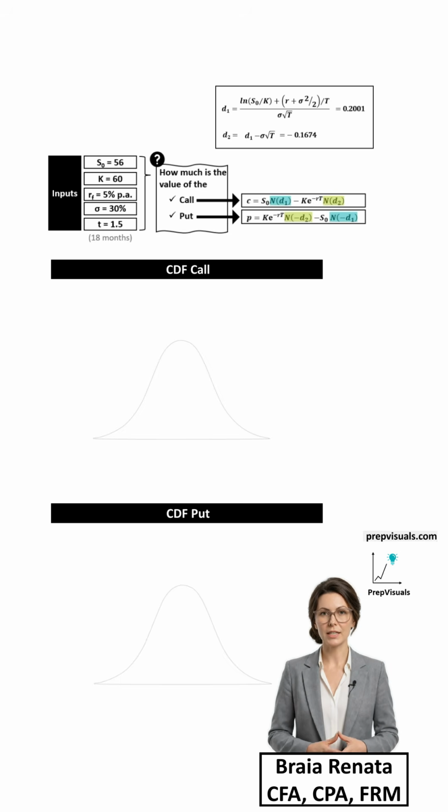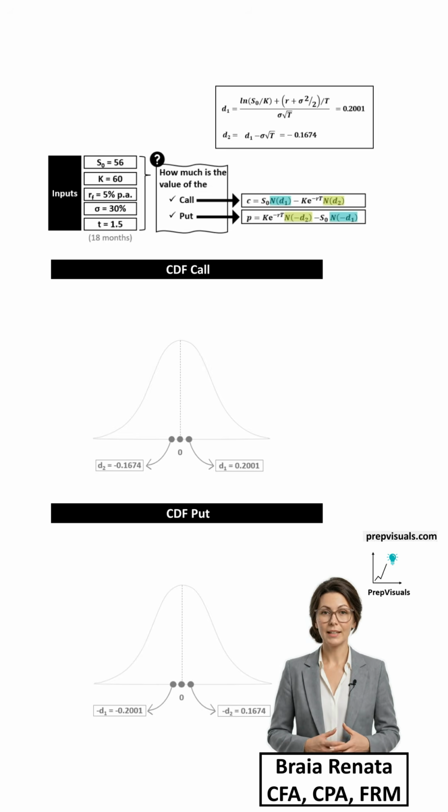Now, of course, these are standard normal distributions with a mean of 0. And in the case of the call option, we plot D1 to be somewhere over here, and we plot D2 to be somewhere over here. Now, in the case of the put option, we use negative D1 and negative D2, and negative D1 would be somewhere over here, while negative D2 would be somewhere over here.